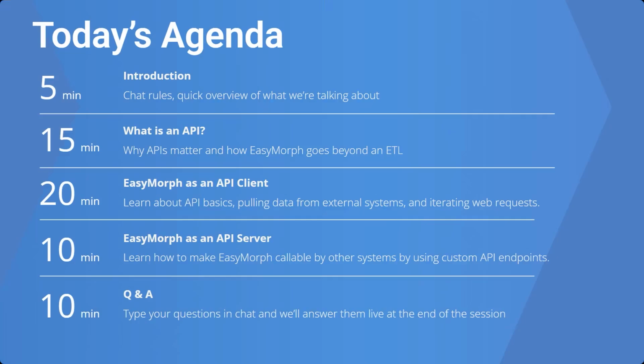For the next section, we'll have one of our experts talking about how EasyMorph works as an API client, and we'll go over the basics of an API, how you can pull the data from other systems, and how you can iterate web requests. The next section, we'll talk about how EasyMorph works as an API server, showing you how EasyMorph can be called by other systems using custom API endpoints, which is an extremely powerful tool I'd recommend everyone to take a look at.